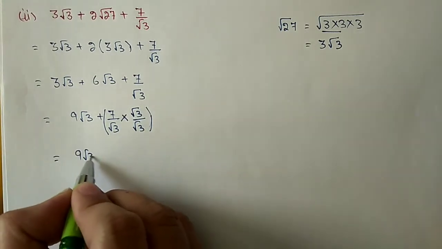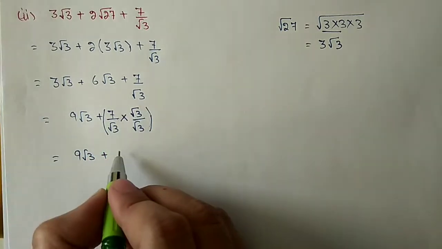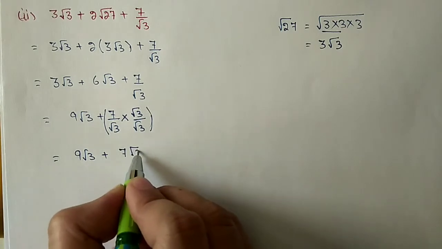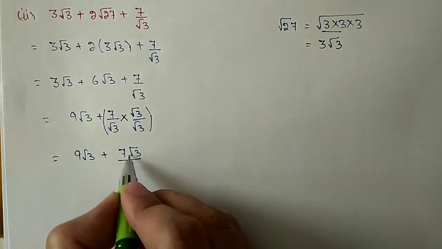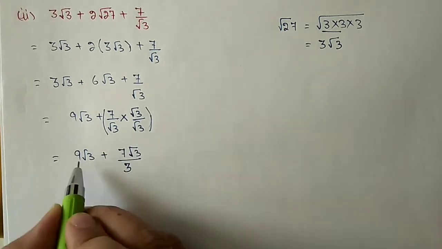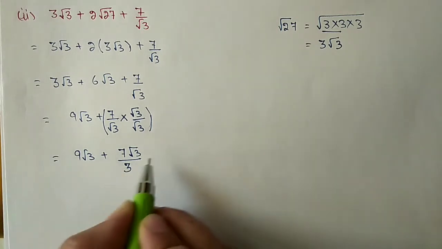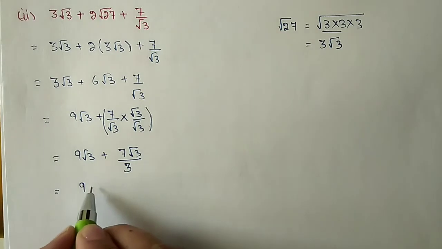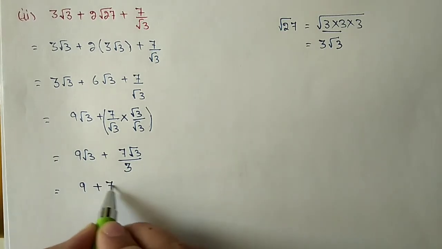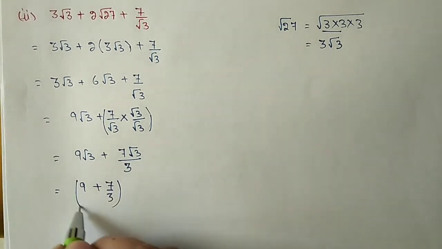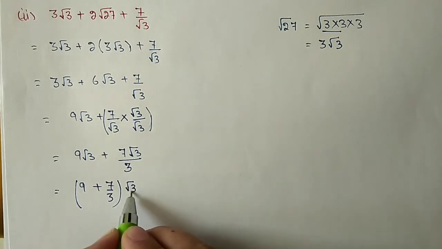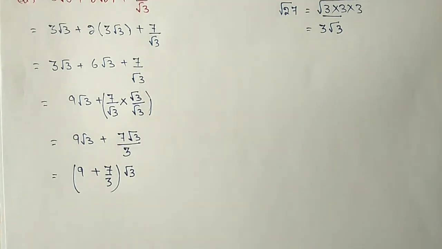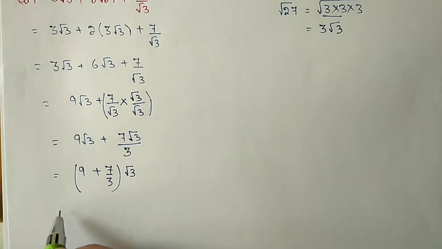Then it will become 7 root 3 by root 3 into root 3 will become 3. So now you can see root 3 and root 3, both the terms have root 3. We can take it out as common. We have 9 plus 7 by 3 and outside the bracket we have root 3 which we have taken out common. Now this we can simplify.